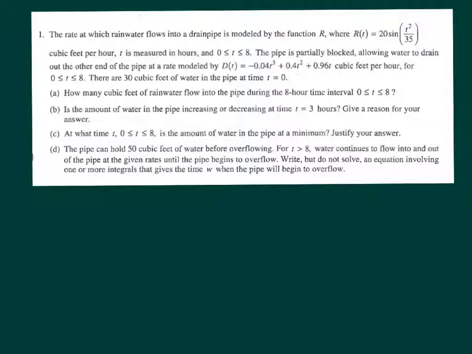The next thing you have, part D: a pipe can hold 50 cubic feet of water before overflowing. For t greater than 8, water continues to flow into and out of the pipe at the given rates until the pipe begins to overflow. Write, but do not solve, an equation involving one or more integrals that gives the time w when the pipe will begin to overflow. Okay. All right, so in this case, you've got to come up with this expression that can be used to find that one. Now, keep in mind, you have this part up here too. You do have that initial amount, how much water was in there at time t equals 0. And then you have working with this.